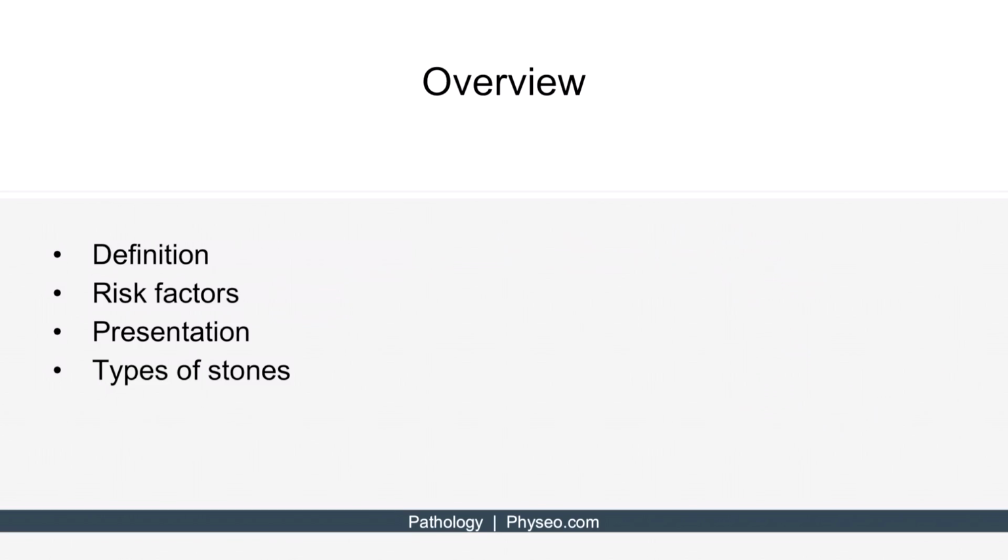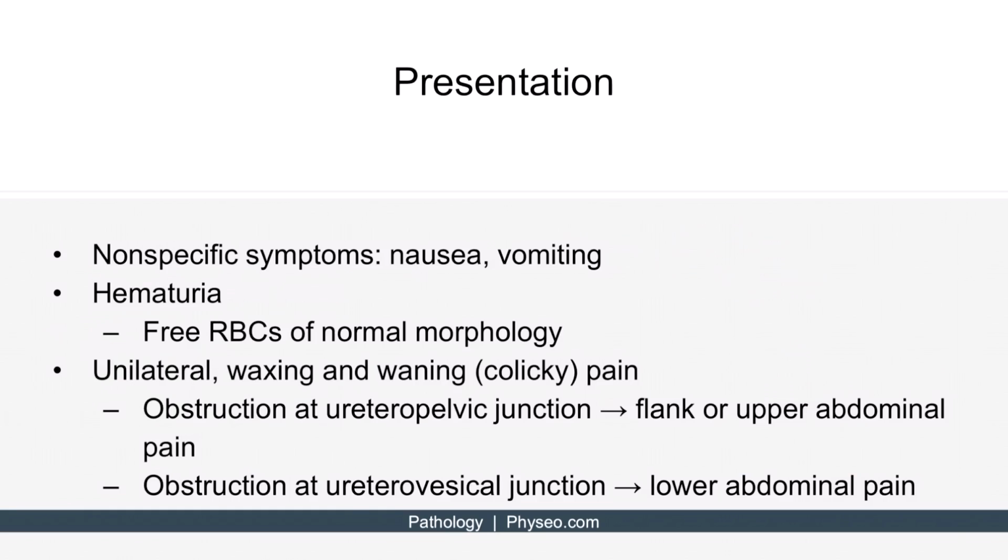Now let's talk about the presentation of kidney stones. Patients with nephrolithiasis often present with non-specific symptoms, for example, nausea and vomiting. Patients may also present with hematuria, or blood in the urine. This is because the stones can disrupt the epithelium in the ureter, and that results in bleeding. But the key here is that on urinalysis, there are free RBCs with normal morphology.